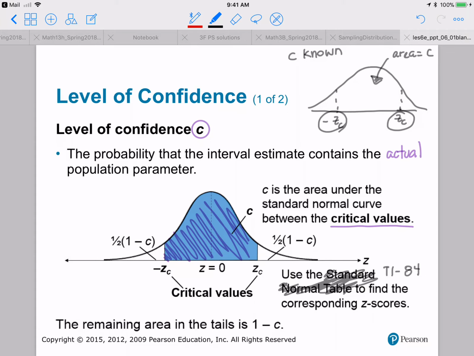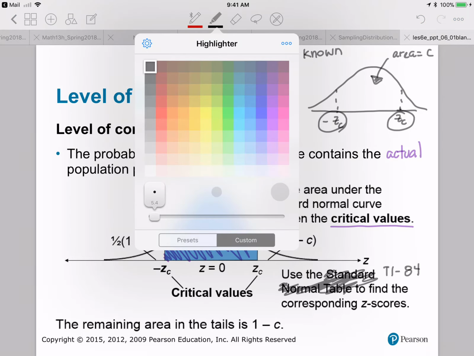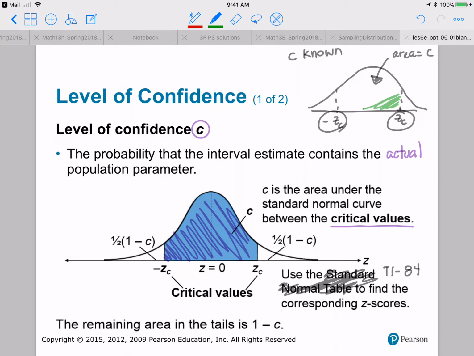Okay? So if this area in the middle is C, then what is the area in these tails? What's the area in this right tail and this left tail? That area in the right tail and the left tail has to be 1 minus C. Because remember, the area underneath the distribution has to be equal to 1. So all of the area together is equal to 1. And so if the area in the middle is C, then the area of the tails is 1 minus C.